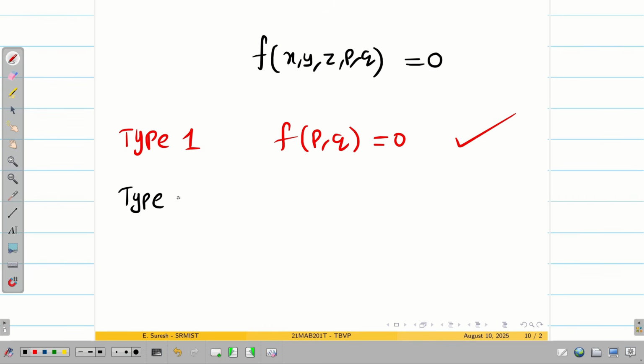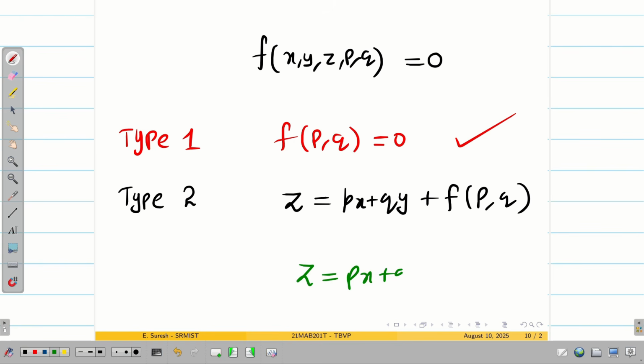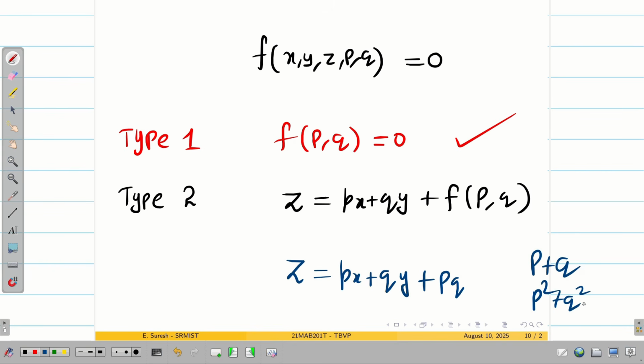Next, type 2 is of the form z equal to px plus qy plus f of p comma q. This is also known as Clairaut's form. For example, you have z equal to px plus qy plus p square plus q square or pq, something which has a function of p and q here. For example, we take z equal to px plus qy plus pq, or we have p plus q or p square plus q square, etc.